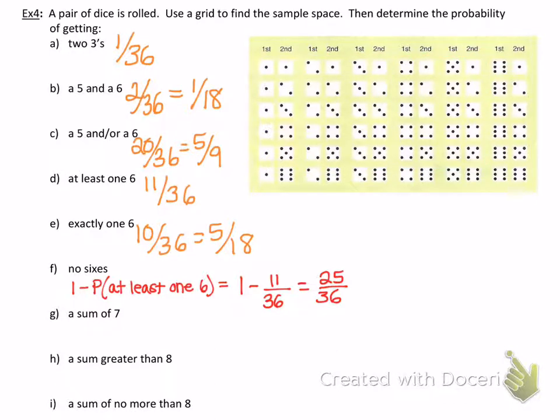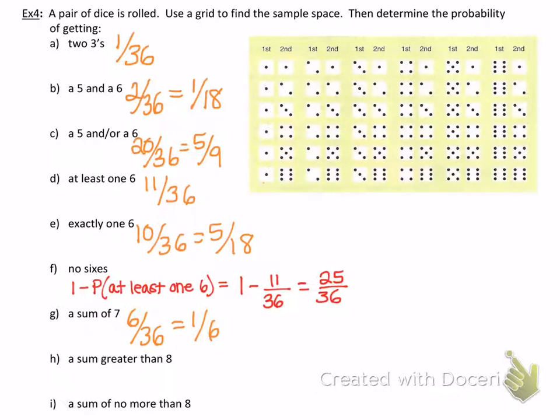Then moving on, a sum of 7. We can actually look at sums diagonally. So 7 is going to be 6 and 1, 2 and 5, 4 and 3, 3 and 4, 5 and 2, and 1 and 6. So this diagonal right here. What does that give me? 6. So I have 6 out of 36, which simplifies to 1/6.